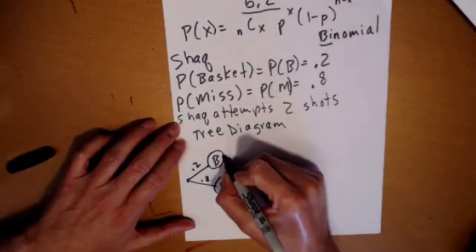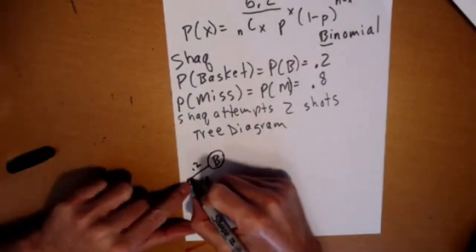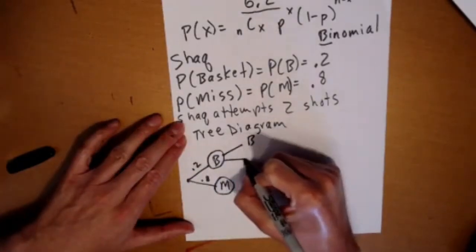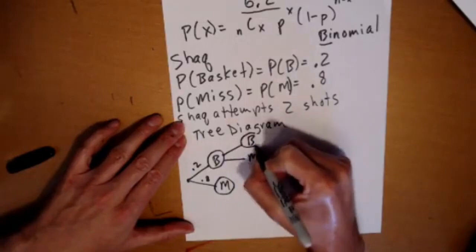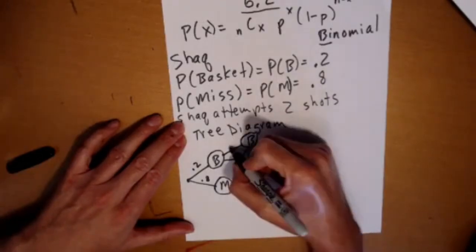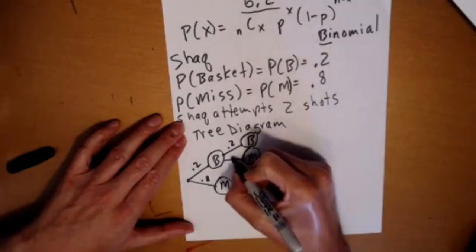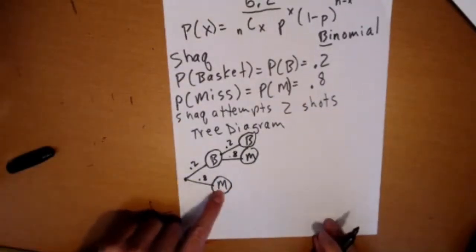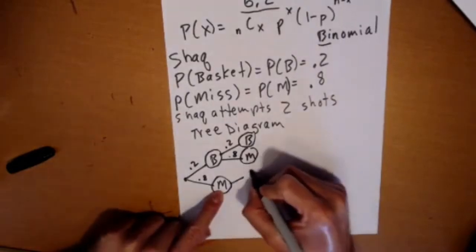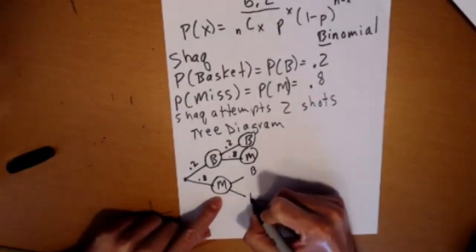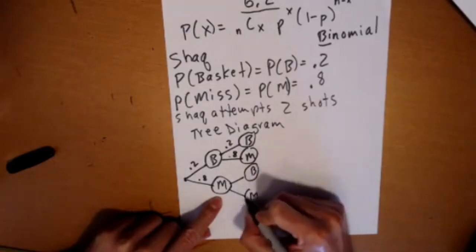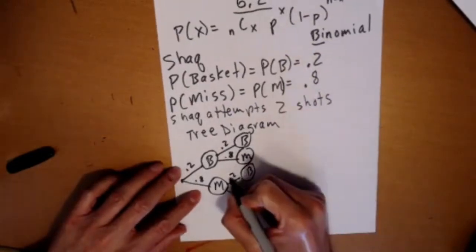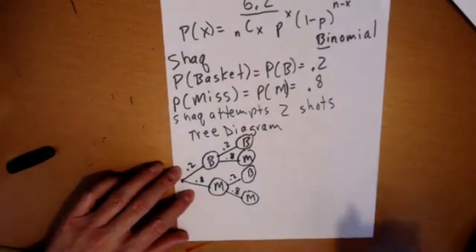So for the second shot, let's assume he went down this path and he made a basket. On his next shot, he either makes a basket or he misses. Probability of making a basket, 0.2. Probability of missing, 0.8. Let's say on his first shot he had missed. Then on the second shot, he's either going to make a basket B or he's going to miss, M. And probability of making a basket is 0.2. Probability of missing is 0.8.